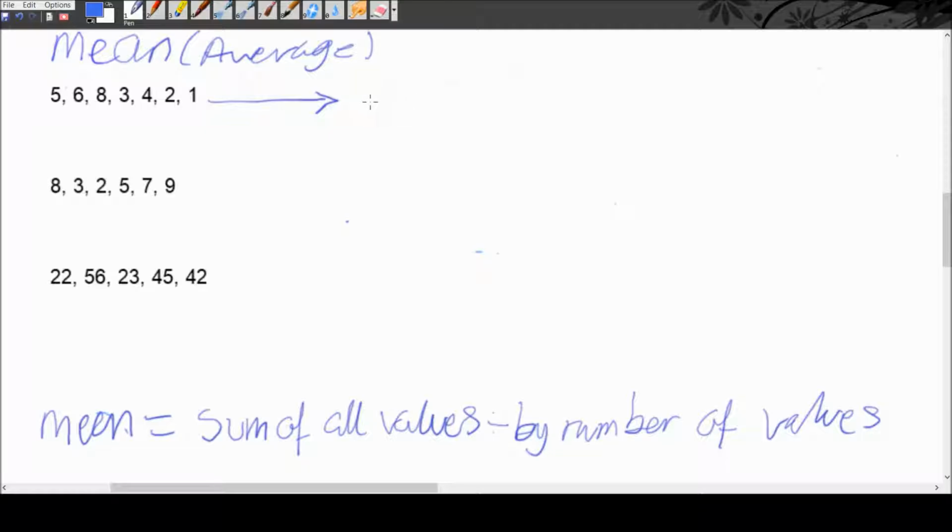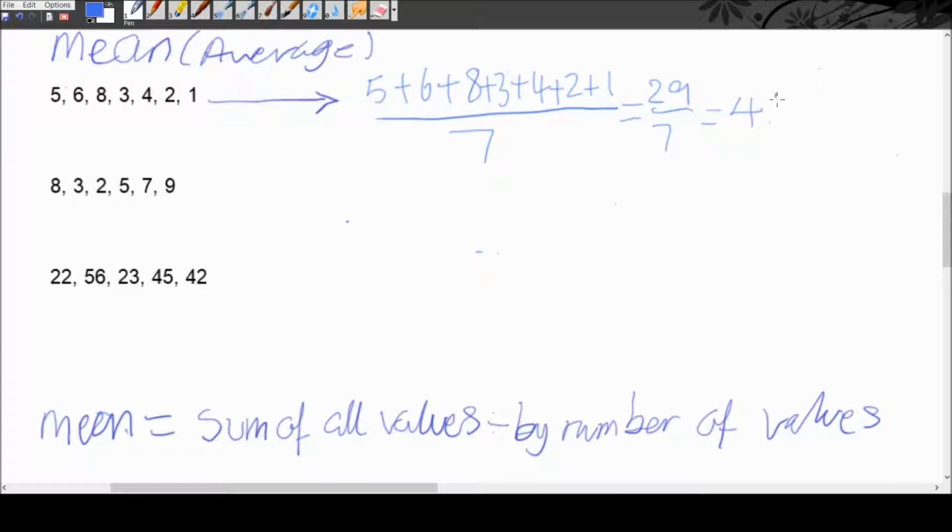1, 2, 3, 4, 5, 6, 7, okay? So let's add up all these numbers together. So we've got 5 + 6 + 8 + 3 + 4 + 2 + 1, and then we divide it by how many numbers we have, which is 7. So we get 29 divided by 7, and that as a decimal is 4.14 to two decimal places, okay? So the mean for this data, or the average number, is around 4.14.